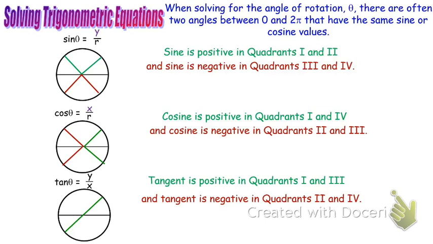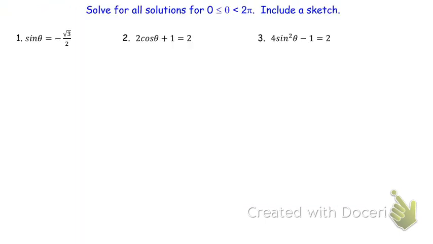Now let's put this to use. We're going to go ahead and solve these three trig equations, and we're going to keep all the solutions between 0 and 2 pi. The first one's already pretty much solved out. The sine of theta is by itself, and it equals negative root 3 over 2. We just need to figure out where sine, or y's, are negative root 3 over 2.